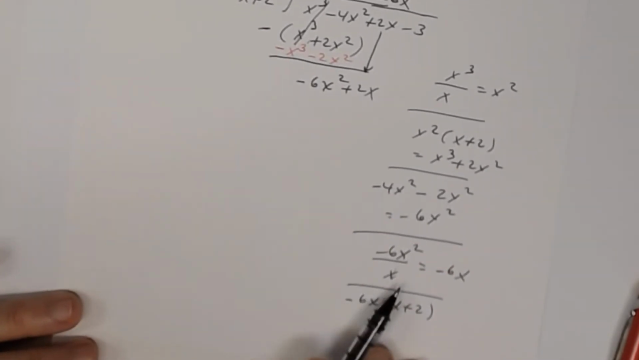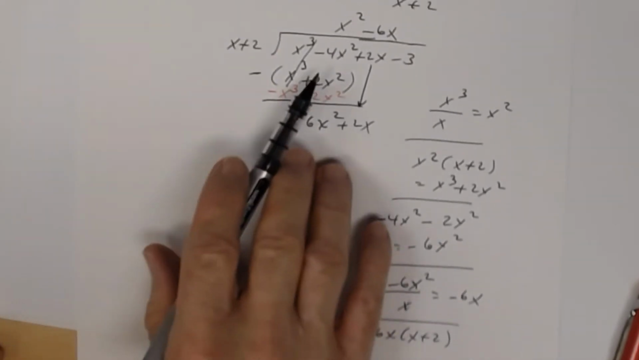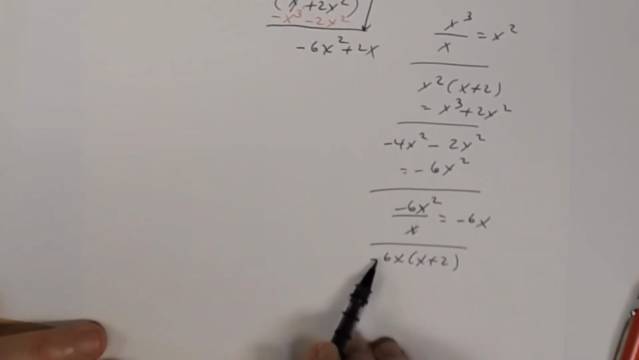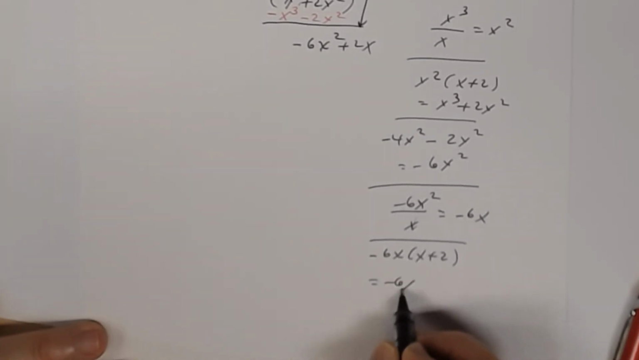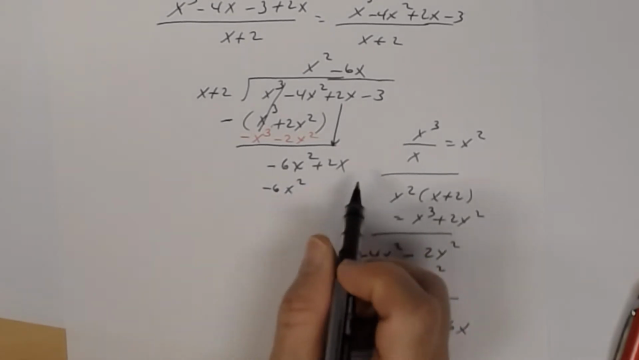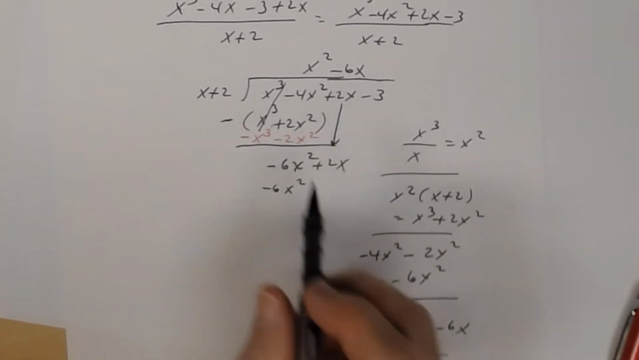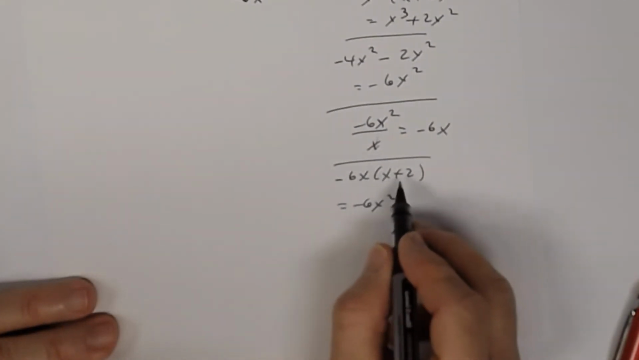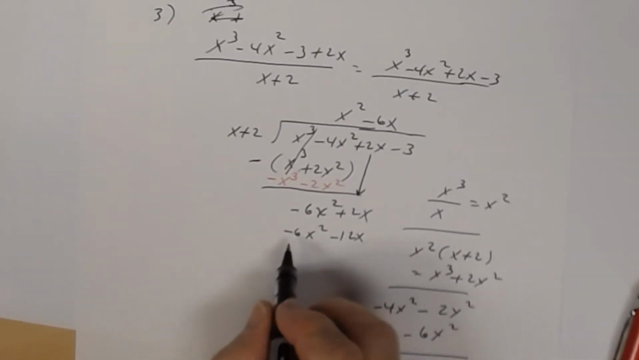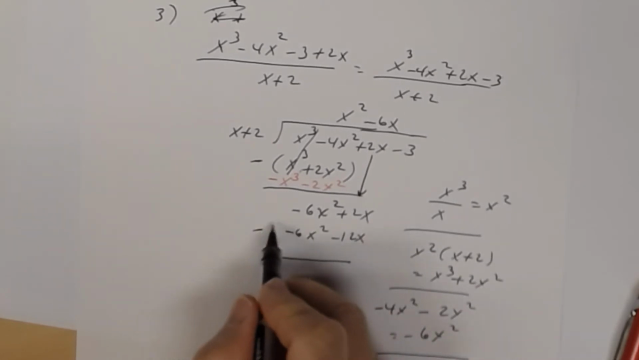You don't have to write this like I'm doing here, because in your mind you know you're saying negative 6x times x. Negative 6x times x is a negative 6x squared. And then negative 6x times 2 is a negative 12x. And that goes here. And then remember, the next thing you're going to do is subtract now.